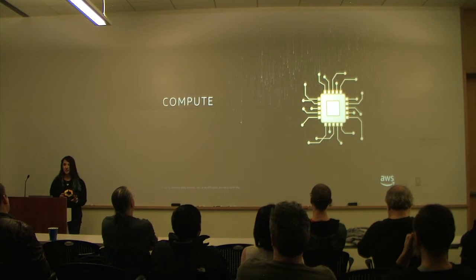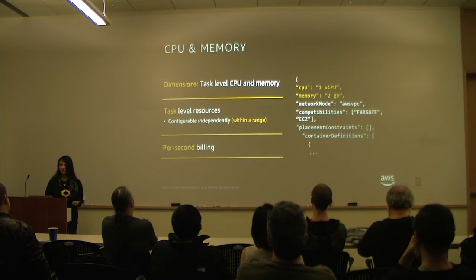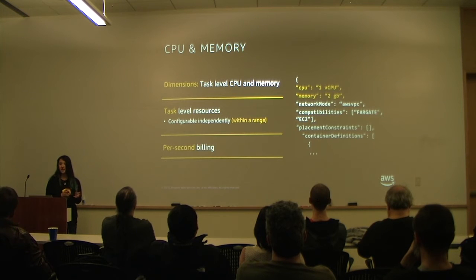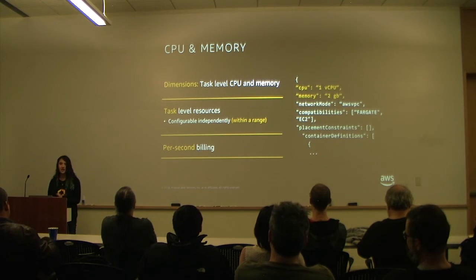So let's take a look into the compute, how the configuration for CPU, memory, and then how pricing works for Fargate. Running ECS itself doesn't cost any extra money. You only pay for what you use. With EC2 you pay for each instance. With Fargate you pay for the memory and CPU for your tasks.